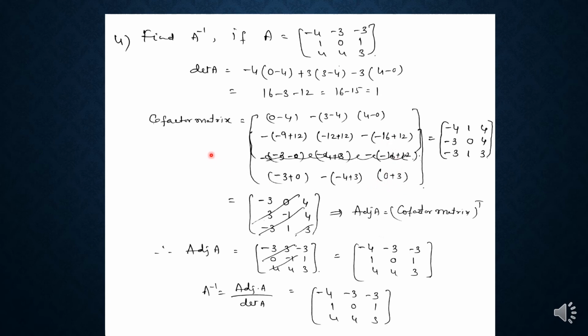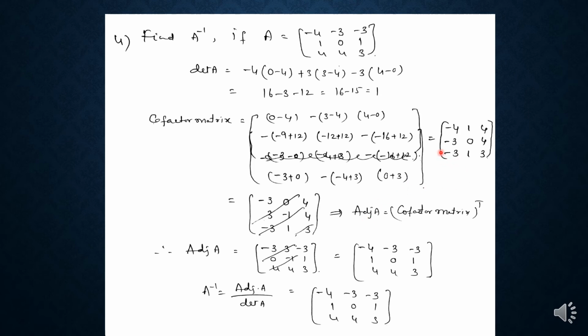So what are the cofactors of this matrix elements? That is minus 4, minus of minus 1 plus 1, 4 minus 0, 4, minus 9 plus 12 means 3, minus 3, minus 12 plus 12 is 0, minus 16 plus 12 means minus 4, minus into minus 4 plus 4, minus 3 plus 0 minus 3, minus 4 plus 3 minus 1 into minus plus 1, 0 plus 3 is 3. So this is the cofactor matrix.